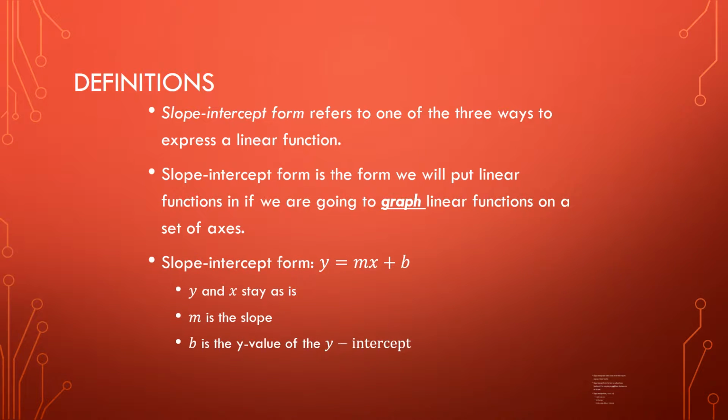Slope-intercept form is referred to, as you probably know, as y equals mx plus b. Y and x will always stay as is, m is your slope, and b is the y value of your y-intercept.